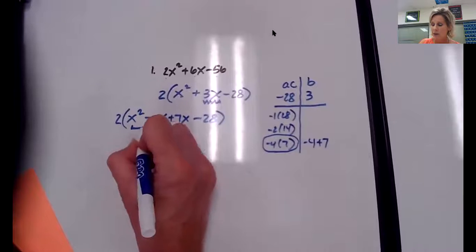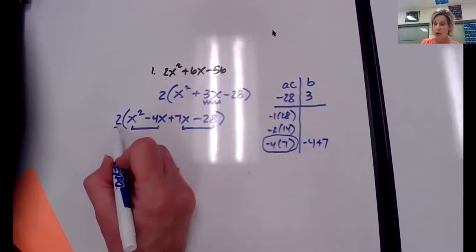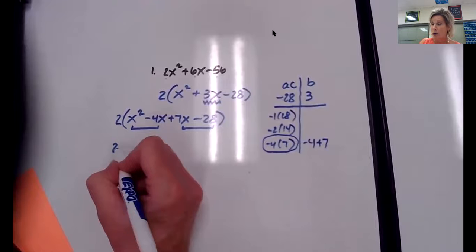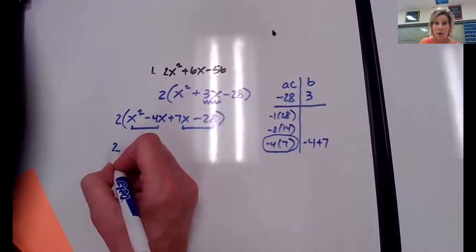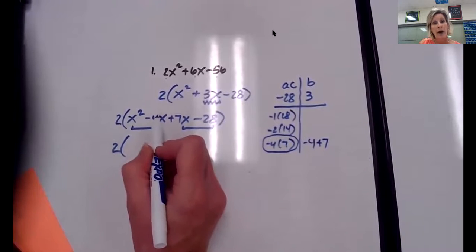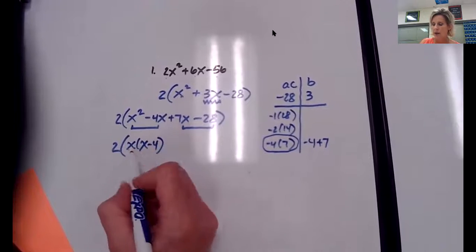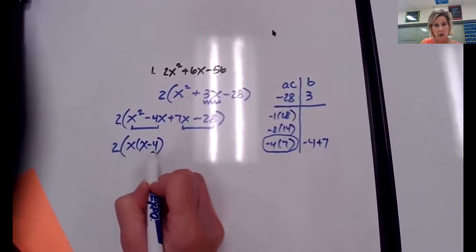Okay, so I'm going to say first pair, second pair. Now this 2 here, you just recopy. You've got to keep dragging it along. You don't do anything else with it, but it's got to be part of your work. What's the GCF for x squared and 4x? X times x minus 4. So that's x squared minus 4x.